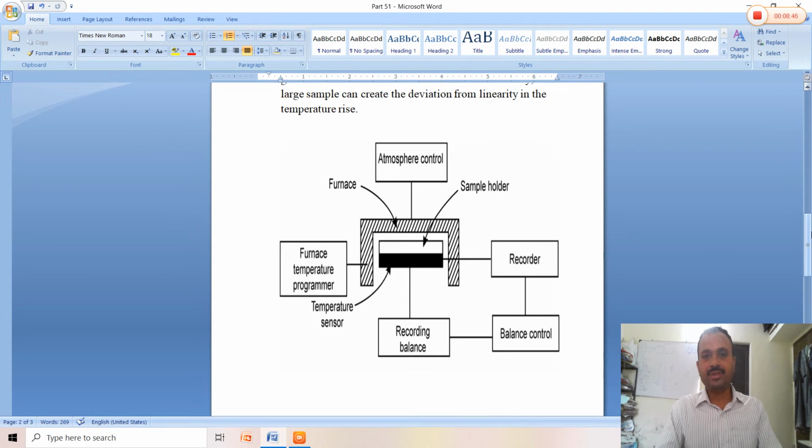Now this is a block diagram of the thermogravimetry. Here atmosphere control is there. This is the sample holder, and above the sample holder there is a furnace. Below the sample holder there is a recorder, and below the recorder there is a recording balance, and this recorder and recording balance are connected to the balance control. These lines are the furnace temperature programmer, and below this, the black space of this block diagram indicates the temperature sensor.